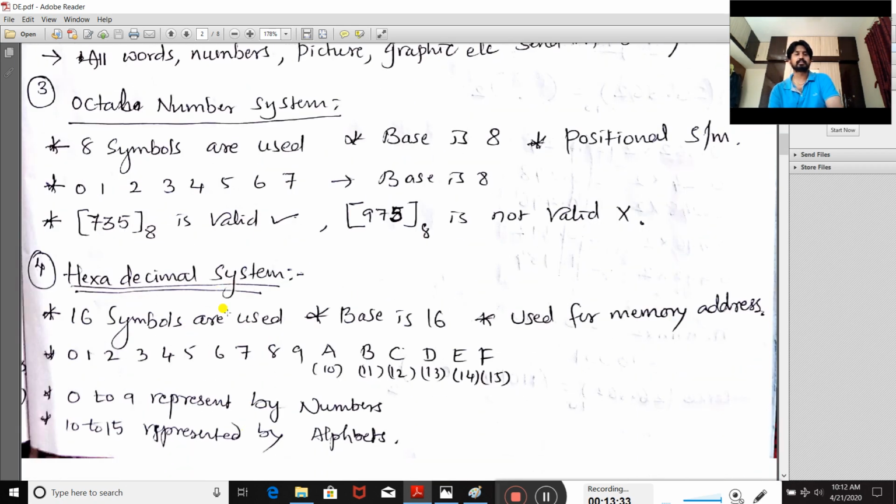And in the hexadecimal system, 16 symbols are used, and base is 16. It is used for memory addresses, and the octal number system is also used for memory addresses. Here 0 to 9 numbers will be used, and after 9, alphabets will be used to represent the numbers. So A represents 10, B represents 11, C represents 12, D represents 13, E represents 14, F represents 15. So 0 to 15 is total 16 symbols, hence base is 16. It will be used in memory addresses, in microprocessors, in microcontrollers.